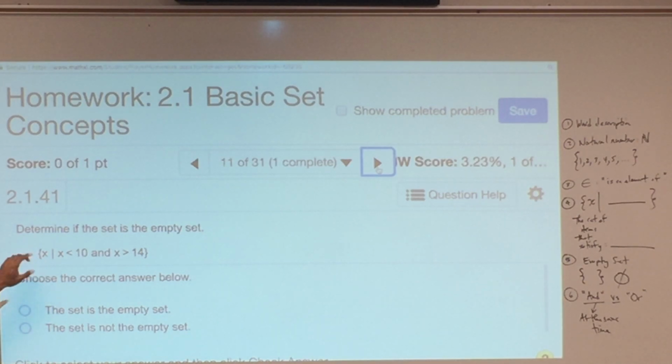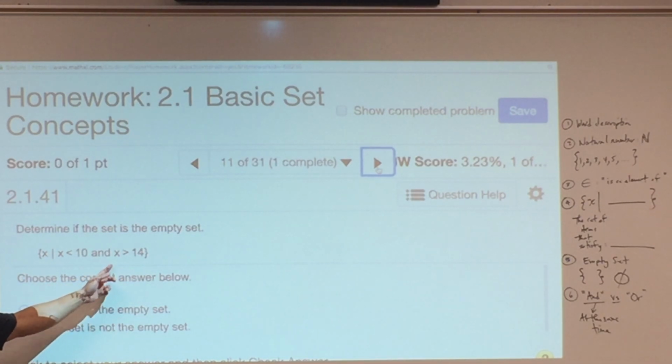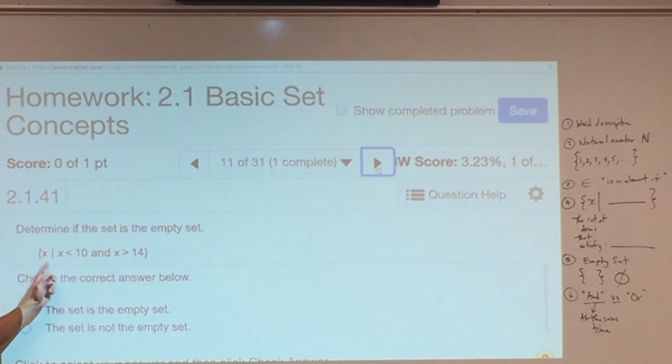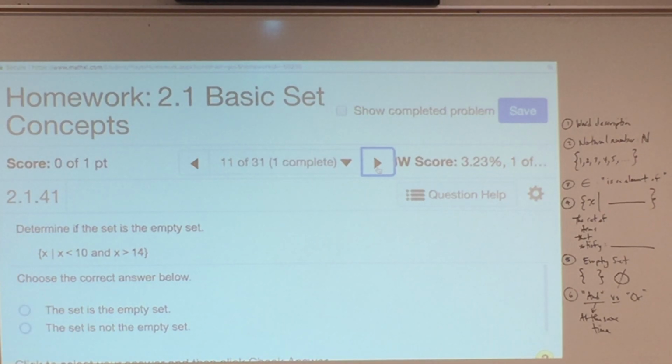So let's take a look at this. The elements in your set have to be less than 10 and greater than 14 at the same time. Is there anything that's less than 10 and greater than 14 at the same time? No. If I pick 8, 8 is less than 10, but is it also greater than 14? No. If I pick 16, it's greater than 14, but it's not less than 10. So you can't think of a number that satisfies both at the same time. You can't put anything in there, therefore it's an empty set.